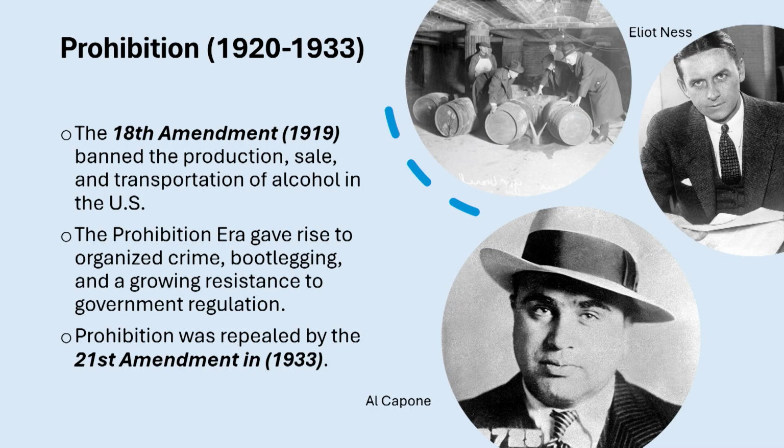Prohibition ran from 1920 to 1933; the 18th Amendment was passed in 1919. It banned the production, sale, and transportation of alcohol in the United States. The Prohibition era gave rise to organized crime with people like Al Capone down here on the left, and Eliot Ness, who becomes one of the G-Men responsible for trying to bring people like Al Capone to justice. The Prohibition era gave rise to organized crime, bootlegging, and growing resistance to government regulation, but Prohibition was repealed by the 21st Amendment in 1933.